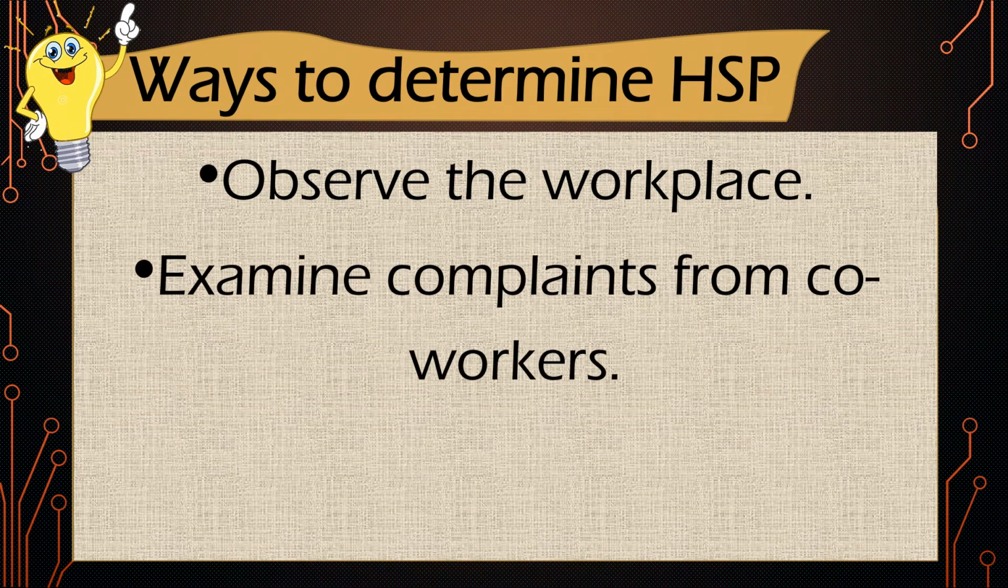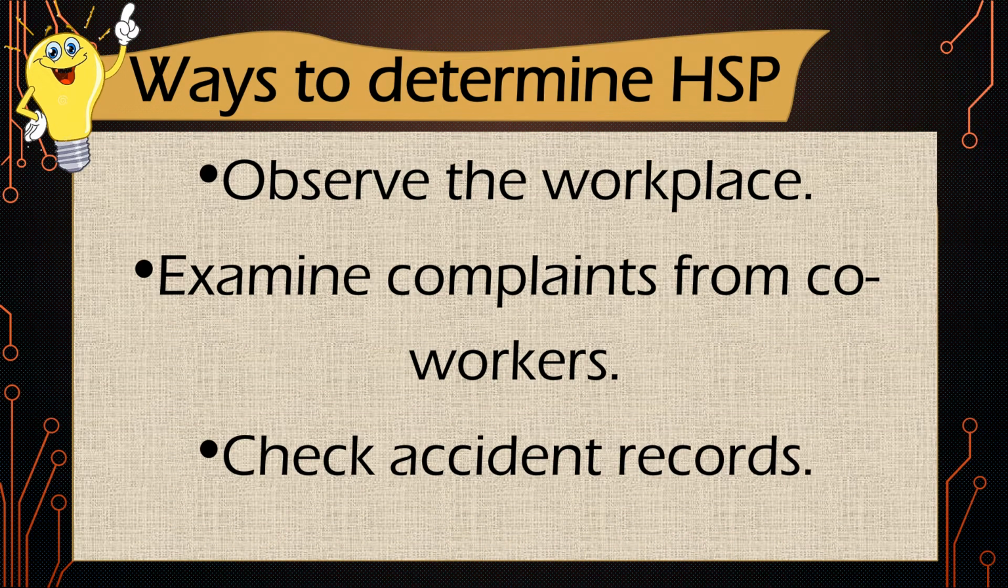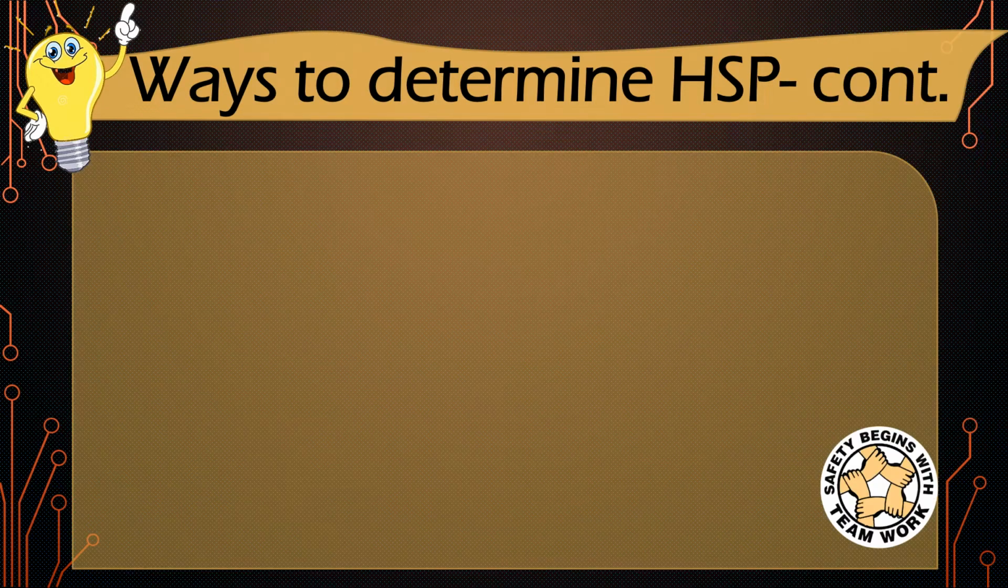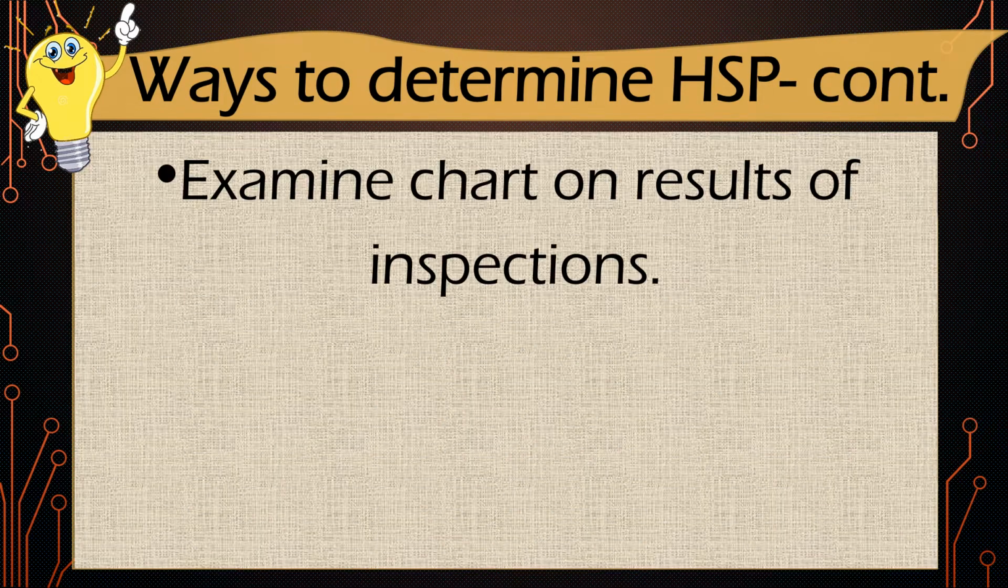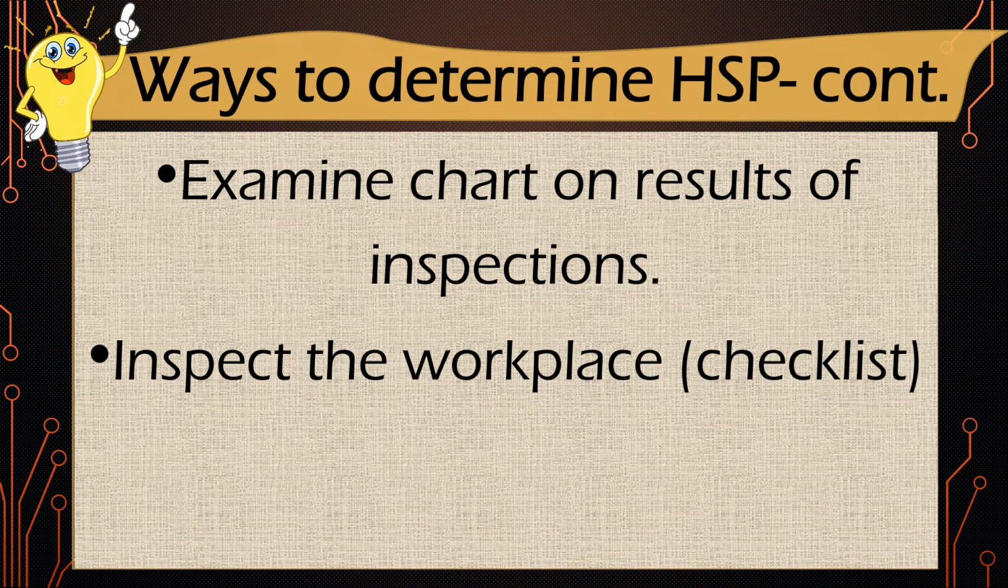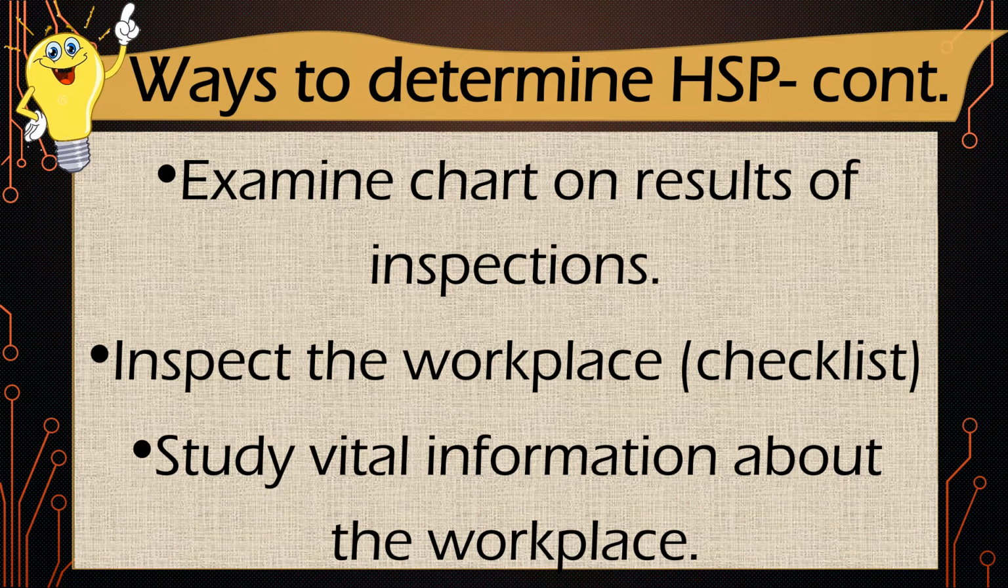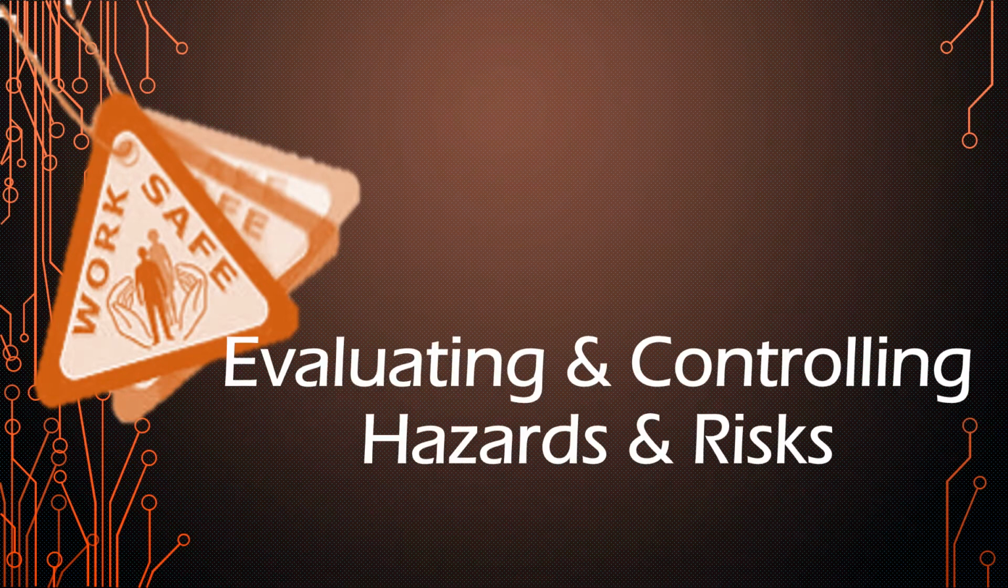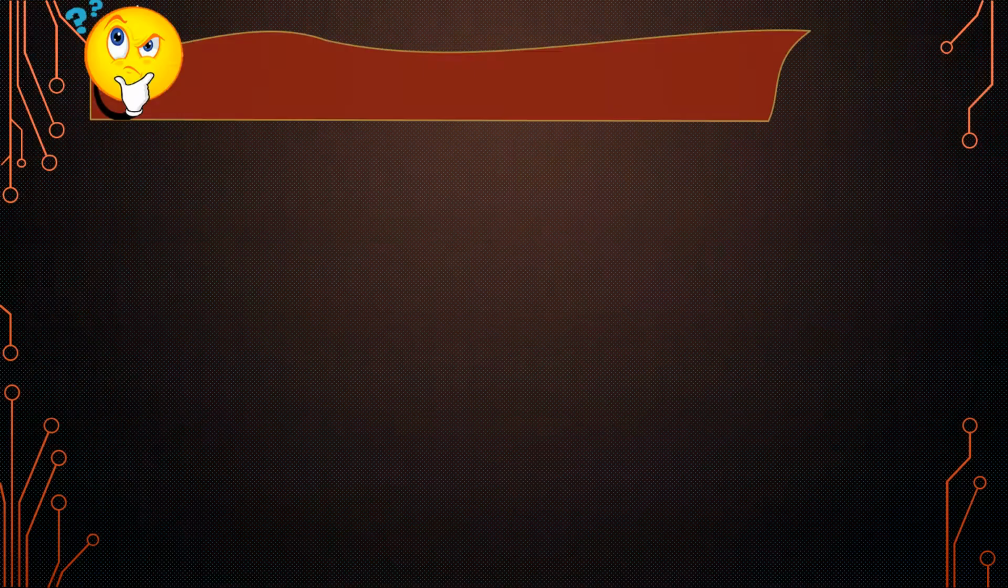Observe the workplace. Examine complaints from co-workers. Check accident records. Examine chart on results of inspections. Inspect the workplace. And study vital information about the workplace. Now let's talk about evaluating and controlling hazards and risks.